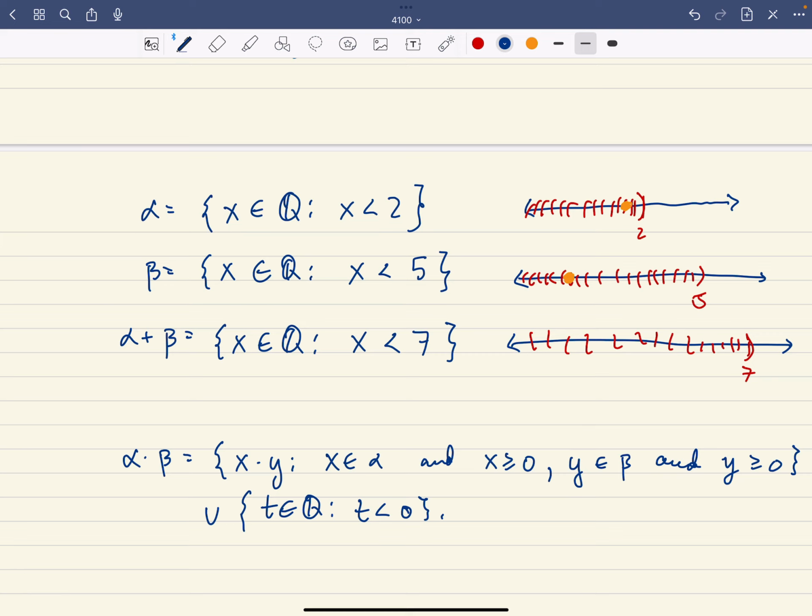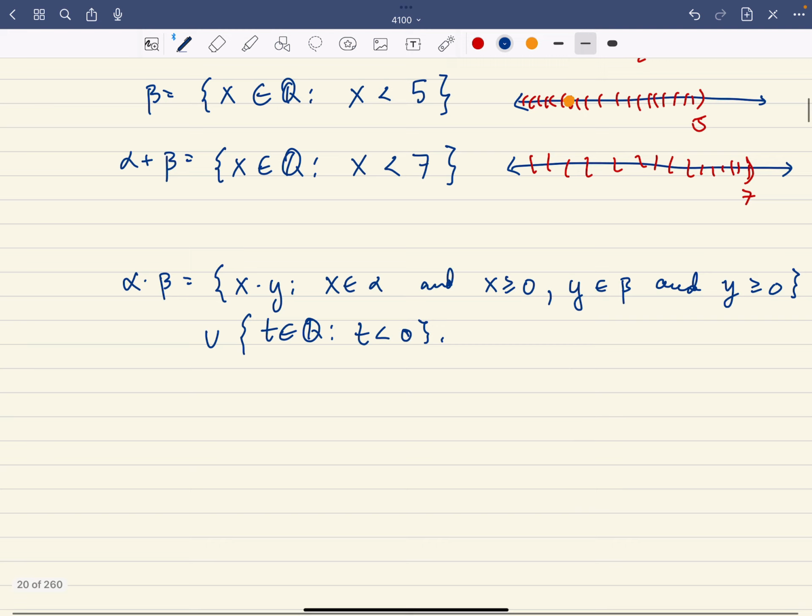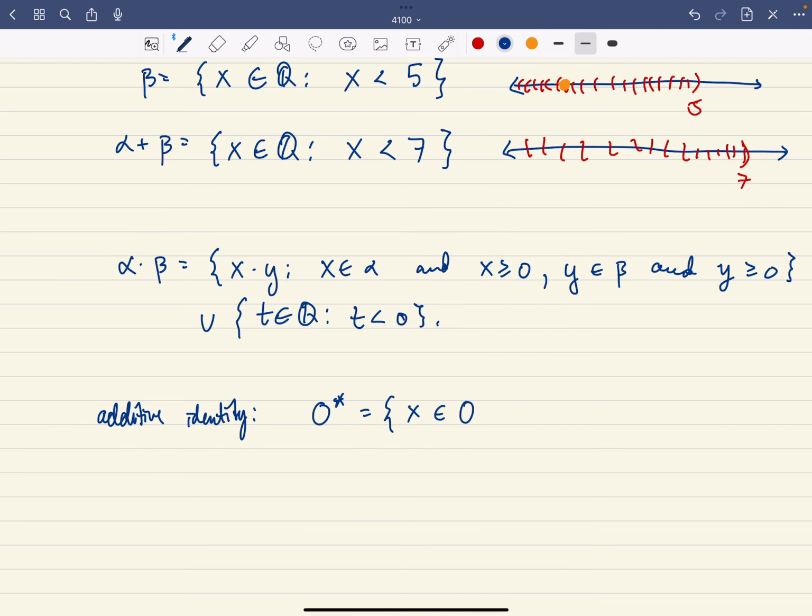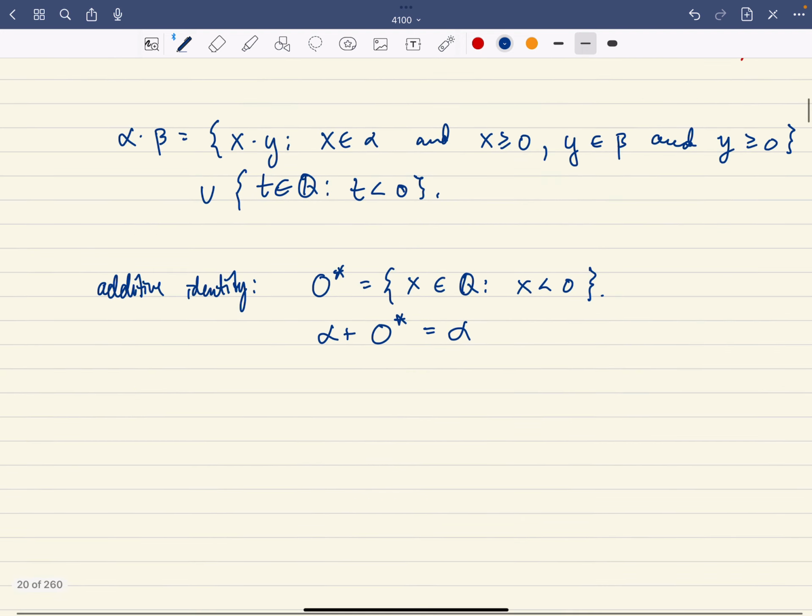Let's also talk about additive identities and multiplicative identities. The additive identity is the cut, which I'm going to call 0 star, which is the set of all of the negative rational numbers. So that's how we get 0. And if you think about defining addition in the way that we did, then you know that alpha plus 0 is just alpha.